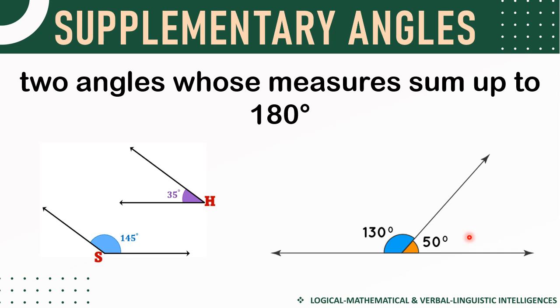As you can see in our examples, it doesn't matter if the two angles are adjacent or not. We just need to consider their measures. Apart from that, there are no other conditions. Just get the sum of the given pair of angles, and if the sum is equal to 180 degrees, then we can classify them as supplementary angles.